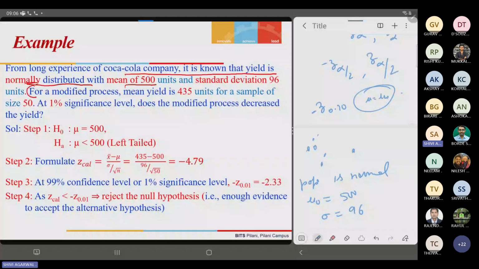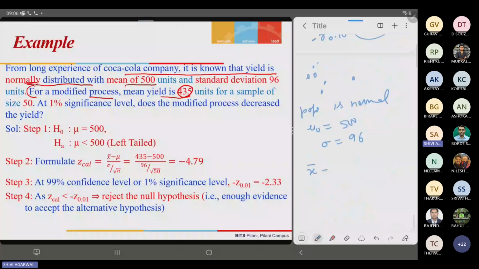Now it is sampling for a modified process. The mean yield is 435, so the sample mean X bar is equal to 435 for a sample of size 50, so n is equal to 50. At a 1% level of significance, so alpha is equal to 0.01. Correct?